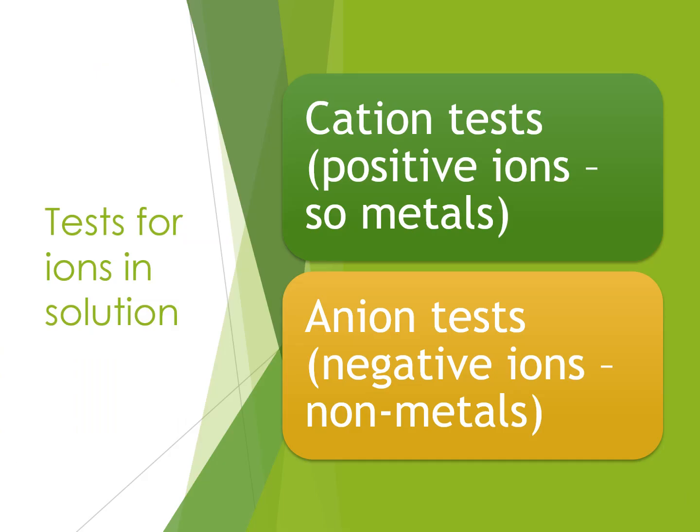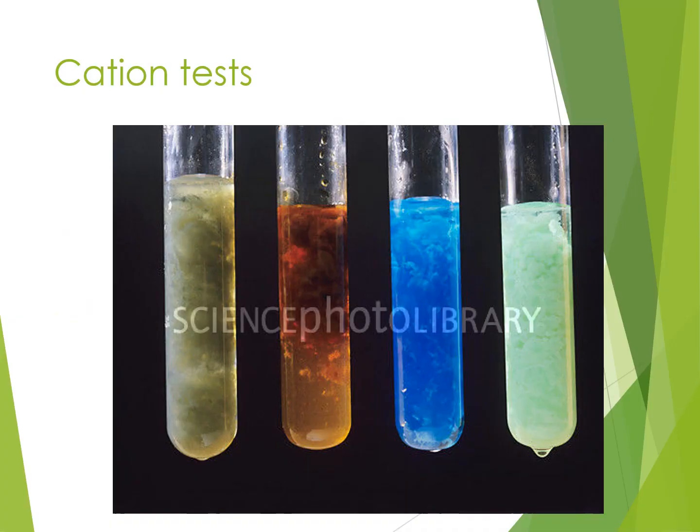Now we're going to look at tests for ions in solutions. So we have cations, which are positively charged metal ions, and then we have anions, which are negative ions for non-metals. In this picture, you will see there are precipitates of different metal ions when the metal solution has been added to sodium hydroxide. So you have got different iron and copper in the photo as precipitate.